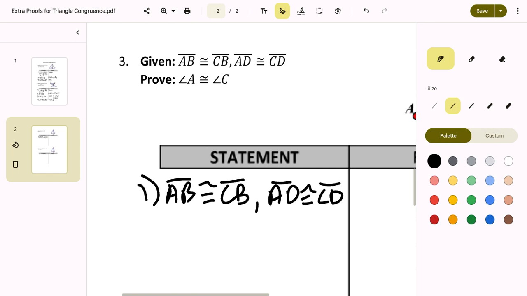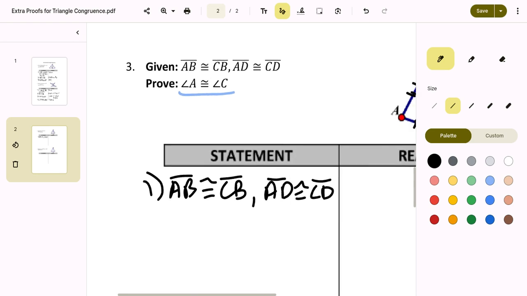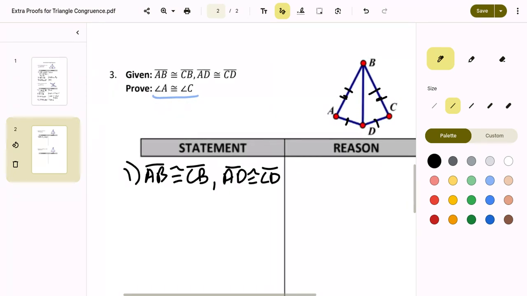Now, one other thing to notice on this one is that our prove is that two angles are congruent. So we're not only just trying to prove that the triangles are congruent here, we're actually trying to prove that a specific part of those two triangles are congruent. So it's going to look a little bit different there when we get to the end, but we'll talk about that then.